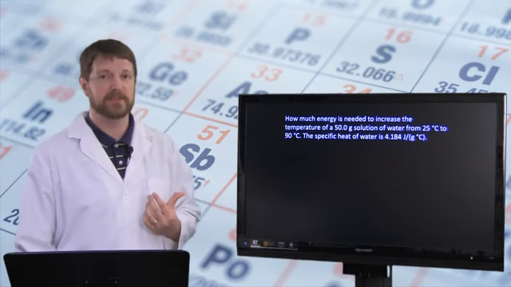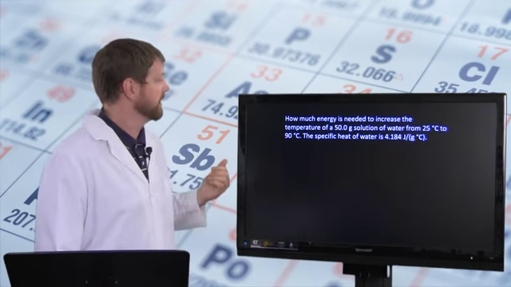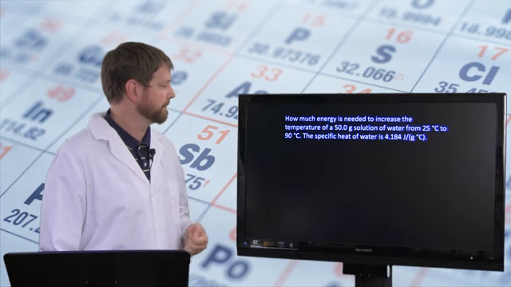So, to better understand the use of this equation, let's look at the following question. How much energy is needed to increase the temperature of a 50-gram solution of water from 25 degrees Celsius to 90 degrees Celsius? The specific heat of water is 4.184 joules per gram per degree Celsius.